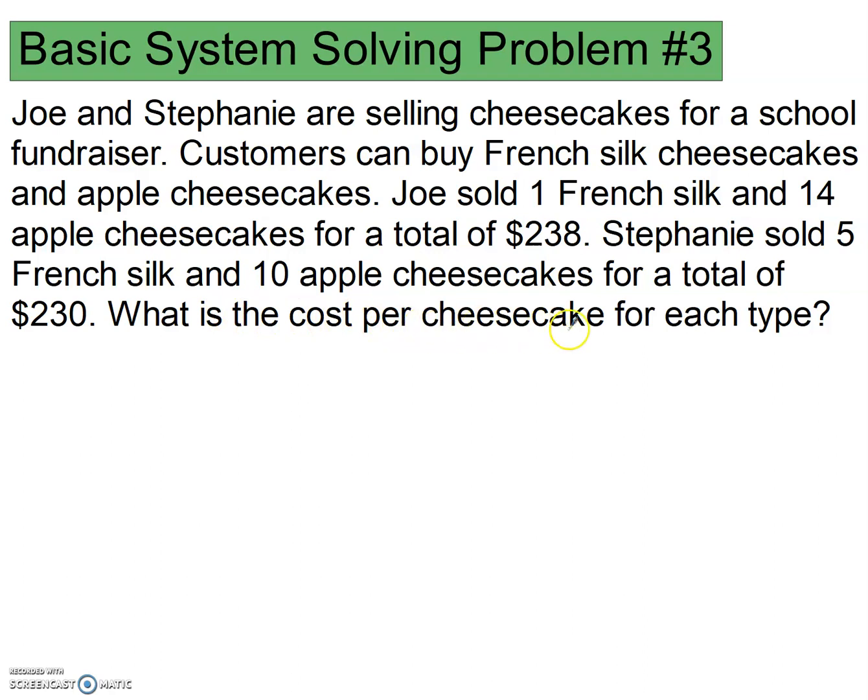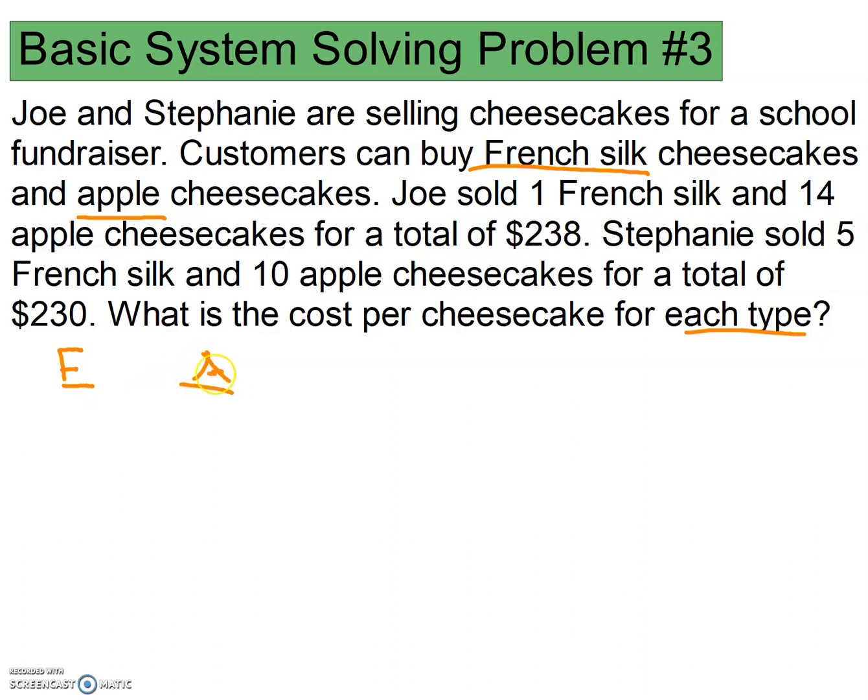You're supposed to find the cost per cheesecake of each type. So let's look and see what types we're talking about here. We've got a cheesecake fundraiser going on where they're selling French silk cheesecakes and apple cheesecakes. So I've got French silk and apple, and we're supposed to find the price of each one.